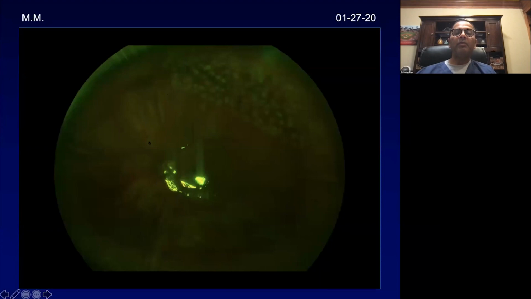You can see through the air bubble, and typically I use air. I don't use gas for superior detachments. You can see the laser treatments. It's nice to show the patient, but you can actually get a beautiful photograph. This is with the wide-angle imaging system, just post-op day 1.